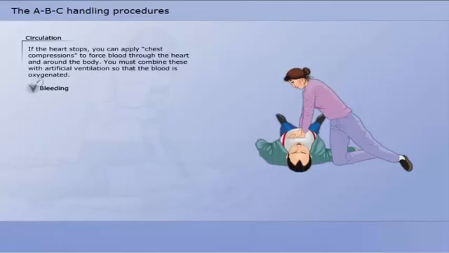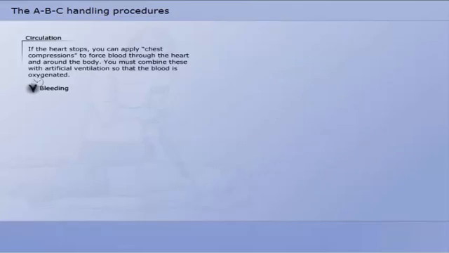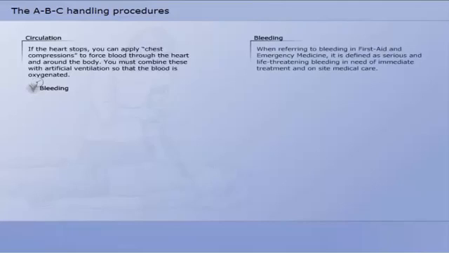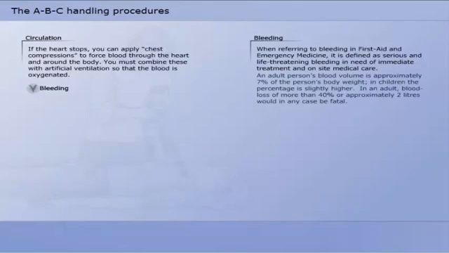When referring to bleeding in first aid and emergency medicine, it is defined as serious and life-threatening bleeding, in need of immediate treatment and on-site medical care. An adult person's blood volume is approximately 7% of the person's body weight. In children, the percentage is slightly higher. In an adult, blood loss of more than 40%, or approximately 2 litres, would in any case be fatal.